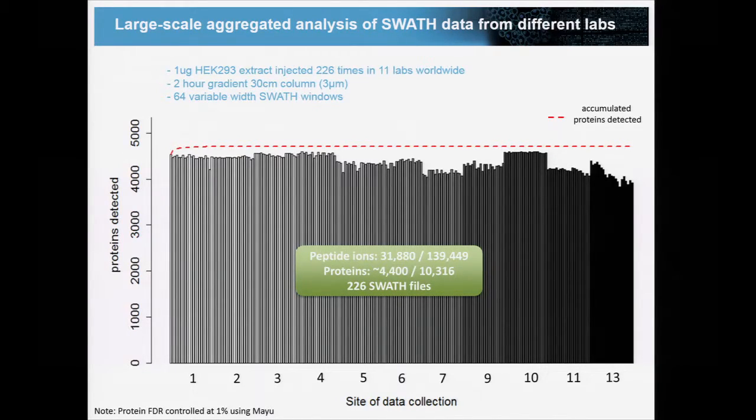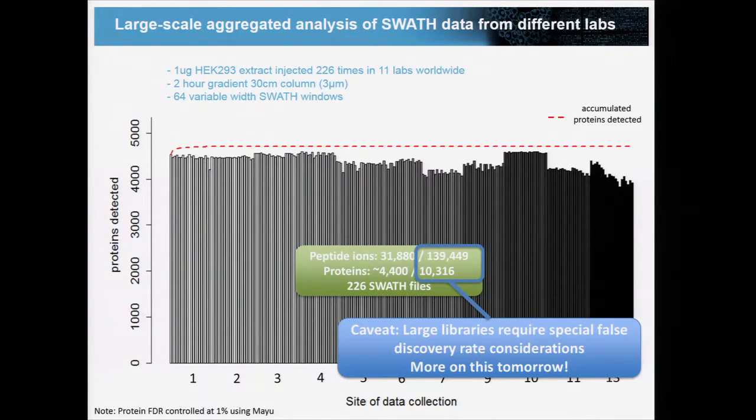We detect 4,400 out of the 10,000 proteins. And this is done over 220 SWATH files. I will say more about this tomorrow, since a question came up earlier. Special considerations with respect to the false discovery rate are definitely required when you go to these very large-scale libraries, and Brendan already mentioned prevalence earlier in the week. If the number of peptides you can actually detect is much smaller than the number in the library, this has implications for the false discovery rate. But I'm going to defer this until tomorrow when we talk about how to build libraries.